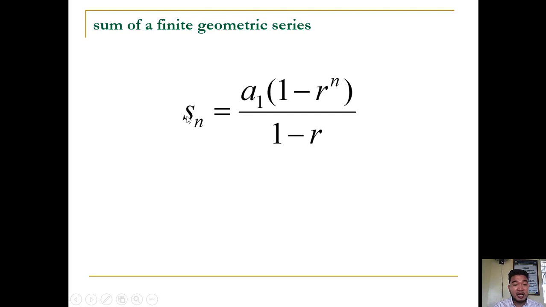And the formula in solving for the sum of a finite geometric series is S sub n, meaning sum of the number of terms, equals the first term times the quantity of 1 minus the common ratio raised to n, all over 1 minus the common ratio. So this is the formula. Kung natatandaan ninyo sa pagkuha ng sum of the arithmetic sequence, we also have the formula. Meron din tayong formula in solving for the sum of the finite geometric series.